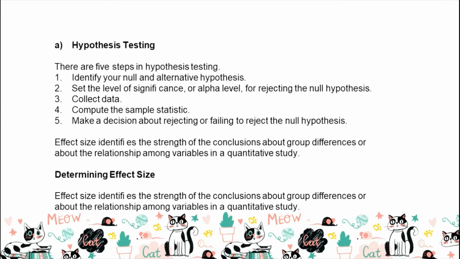Hypothesis testing. There are 5 steps in hypothesis testing. The first, identify your null and alternative hypotheses. The second, set the level of significance or alpha level for rejecting the null hypothesis. The third, collect data. The fourth, compute the sample statistic. And the last, make a decision about rejecting or failing to reject the null hypothesis.